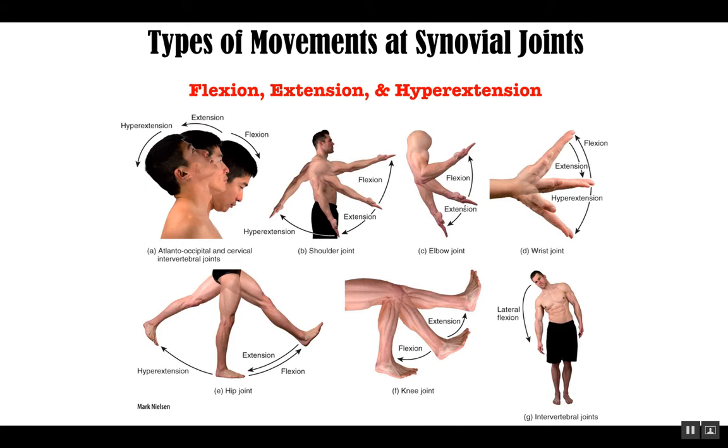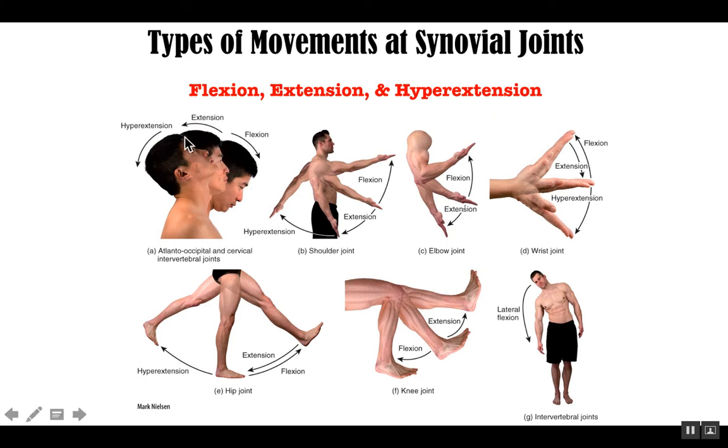This slide shows flexion, extension, and then hyperextension at various points throughout the body. Usually you think of your elbow, so that's shown right here in panel C. Your elbow joint, you can flex and extend. Flexion is decreasing the angle. So you'll notice we have decreased this angle between your humerus and your radius and ulna. If we increase that angle, that is known as extension. So flexion and extension are opposite angular motions.